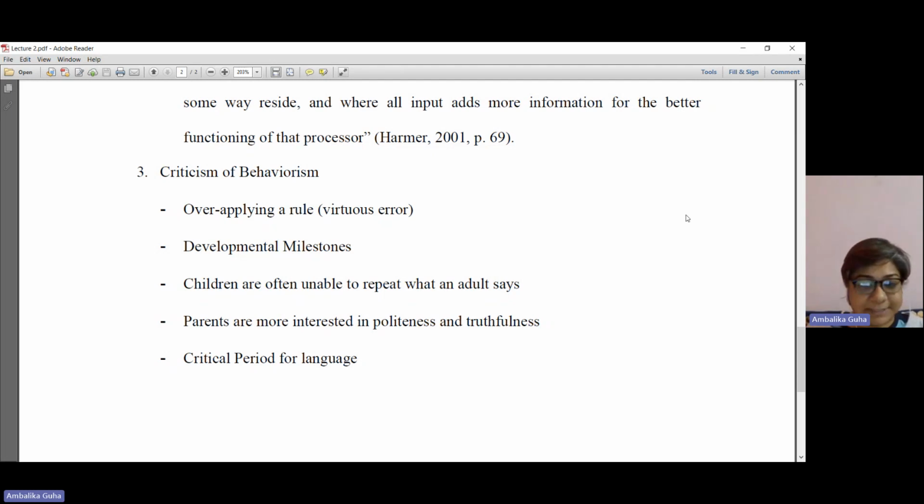The third kind of criticism that comes to us is that behaviorists said that children imitate adults, but we have a number of data here which says that children are often unable to repeat what an adult says. So let's see an example here. If you notice, this child and mother interaction that is going on, this experiment was conducted by the American psycholinguist David McNeill.